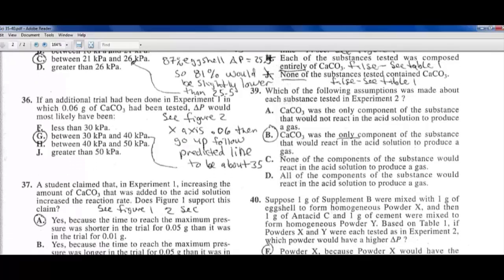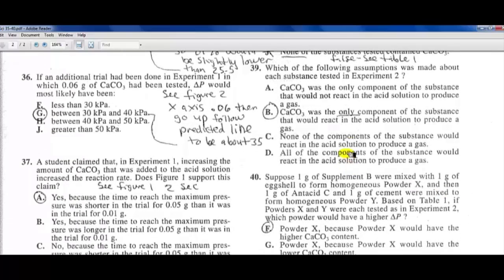If you look over here, answer choice A says CaCO3 was the only component of the substance that would not react in the acid solution to produce a gas. That is wrong because the concept of the whole experiment is to see pressure versus time and the amount of CO2, which is gas. So that is opposite of what we're looking for. B says CaCO3 was the only component in the substance that would react with the acid solution to produce the gas. Now that sounds on track.